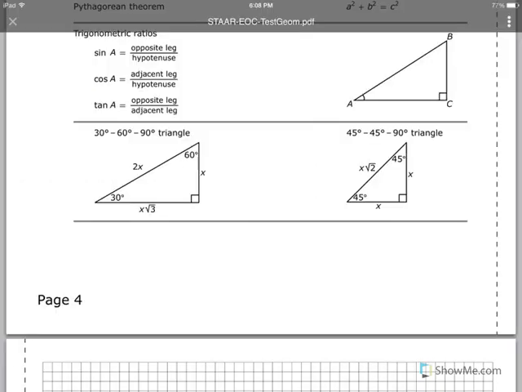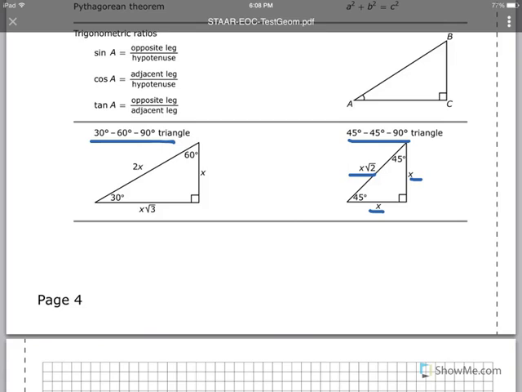Okay, here's the formula sheet. You can see the two types of special right triangles, 30, 60, 90, and 45, 45, 90. And I've got a 45, 45, 90. And what this tells me is that the two legs are going to be the same, and the hypotenuse is going to be the square root of 2 multiplied by the length of the leg.